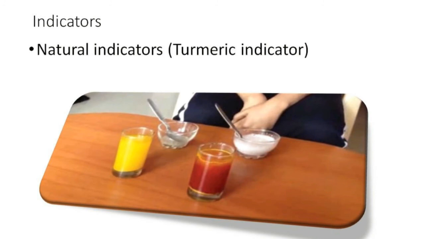In natural indicators, first we are going to see the turmeric indicator. By adding small amount of water to turmeric powder, a paste is prepared. This is applied on a blotting paper or filter paper and dried. These strips are used as indicator to find the nature of the solution. In acidic solution, turmeric indicator paper has no change in color. That means it remains yellow. In basic solution, the color changes from yellow to red.